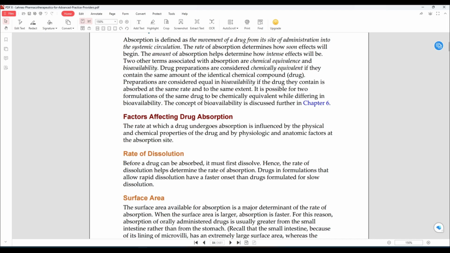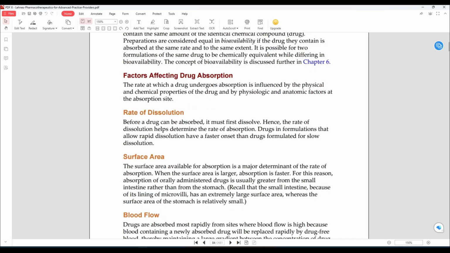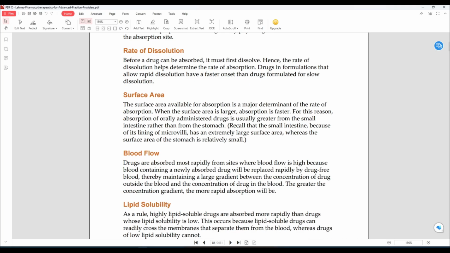Factors affecting drug absorption. The rate at which a drug undergoes absorption is influenced by the physical and chemical properties of the drug and by physiologic and anatomic factors at the absorption site. The rate of dissolution. Before a drug can be absorbed, it must be dissolved. Hence, the rate of dissolution helps determine the rate of absorption. Drugs and formulations that allow rapid dissolution have a faster onset than drugs formulated for slow dissolution.